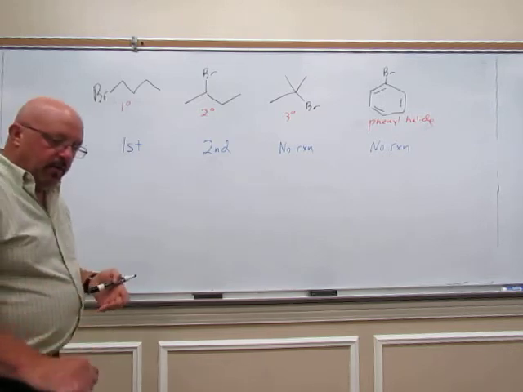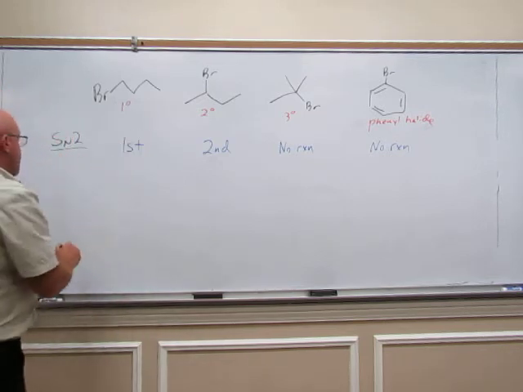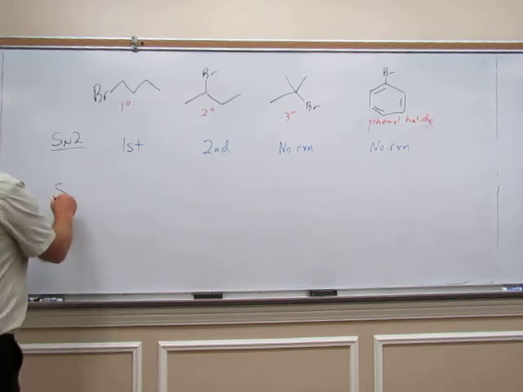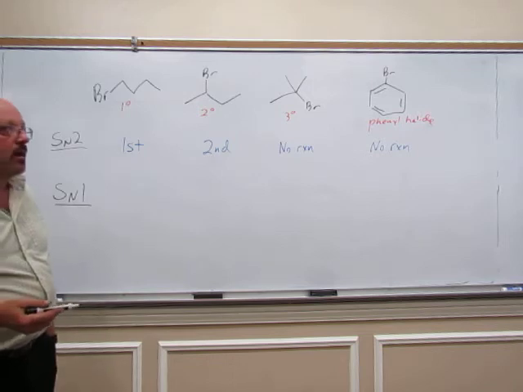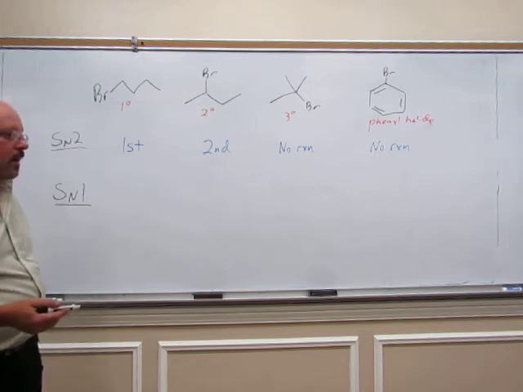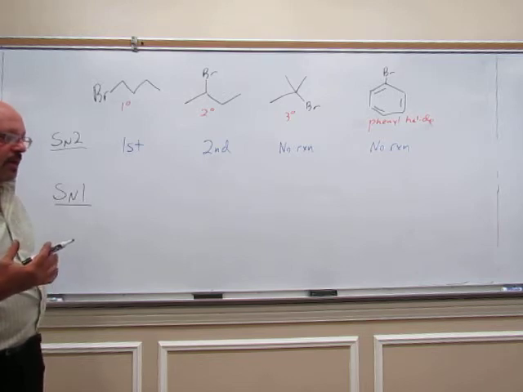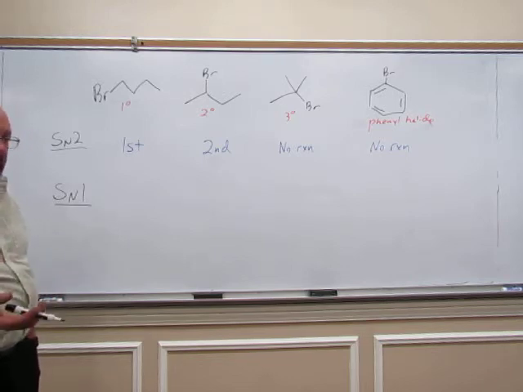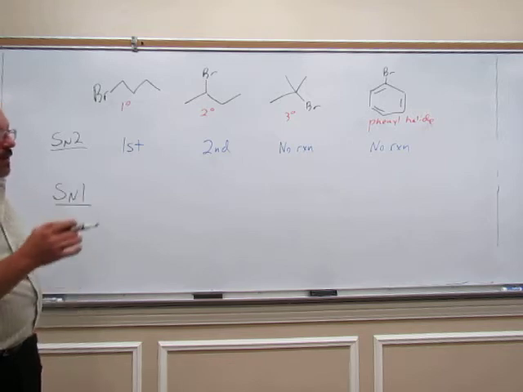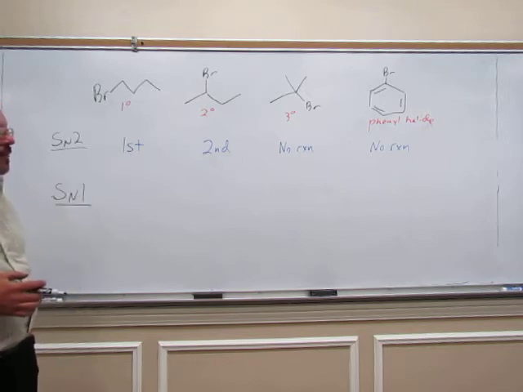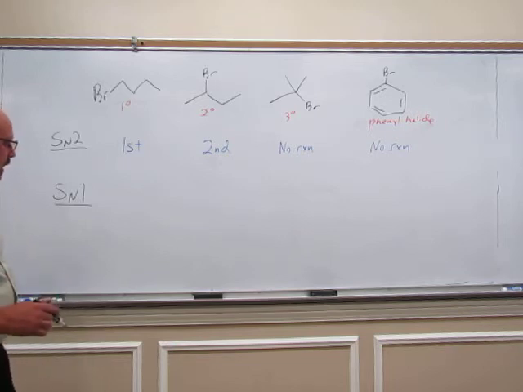We're also going to do SN1 with these same compounds. So let's think about SN1. SN1, you're going through a carbocation. And so for the SN1, we talked about that the tertiary alkyl halides react first, followed by secondary, followed by primary. Phenyl halides do not react. And that's because of the stability of the carbocation.